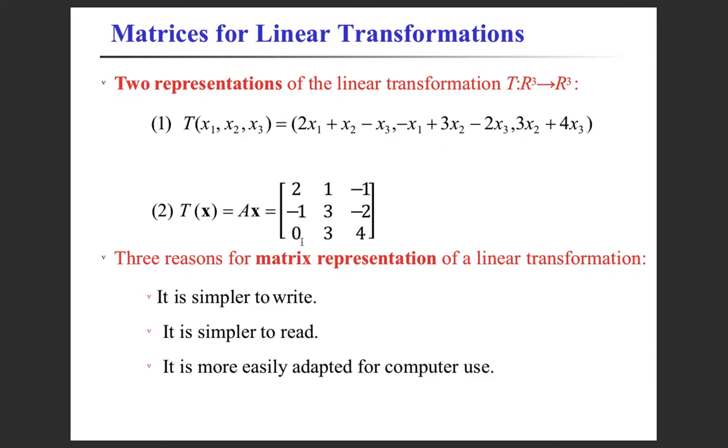And for the third row, we write the coefficients of x1, x2, x3 in the third vector. Coefficient of x1 is 0, coefficient of x2 is 3, coefficient of x3 is 4 in the third vector. So I have written 0, 3, 4. X here is the column matrix consisting of x1, x2 and x3.